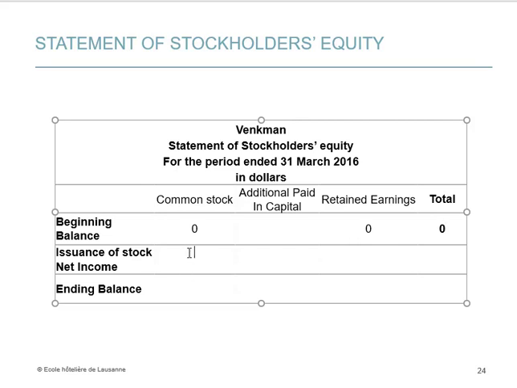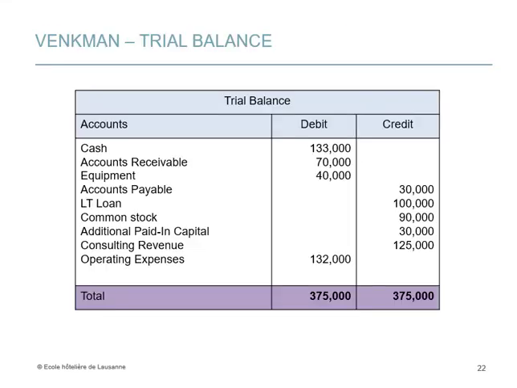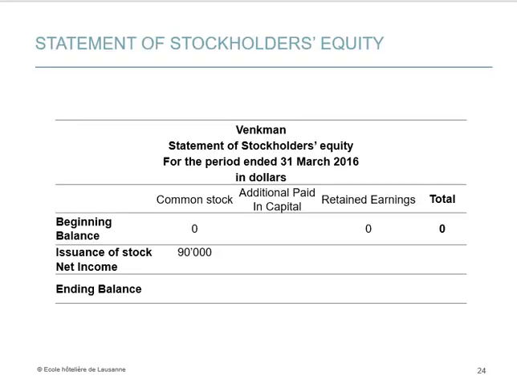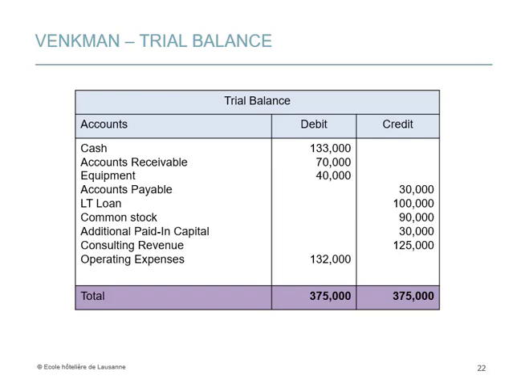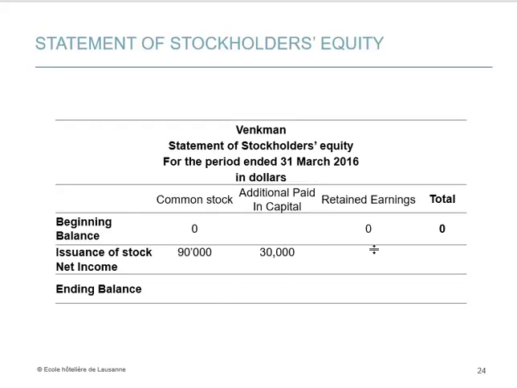Then for issuance of stock, we know that the three owners put in 30,000 each, receiving 30,000 of shares each, which gives us 90,000. So our common stock is increased by 90,000, and we put 90,000 in common stock. We also know that the additional paid-in capital was 30,000. We have it in our trial balance.